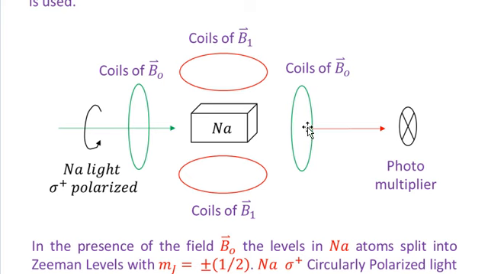The magnetic field B0 will be used to generate the Zeeman levels. That is, it will be used to split the J level into Mj levels. So the ground state 1s half will be split into two Mj levels. Similarly, the first excited state p1 half will be split into two Mj levels, that is Mj is equal to plus minus half, with the application of the magnetic field B naught.